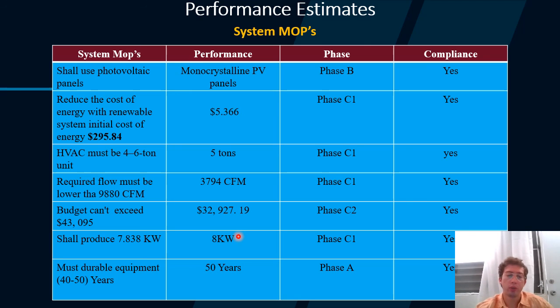The system should produce 7,838 kilowatts, and our performance was 8,008 kilowatts. And finally, the equipment must last 50 years, and our equipment is going to have 50 years of life.